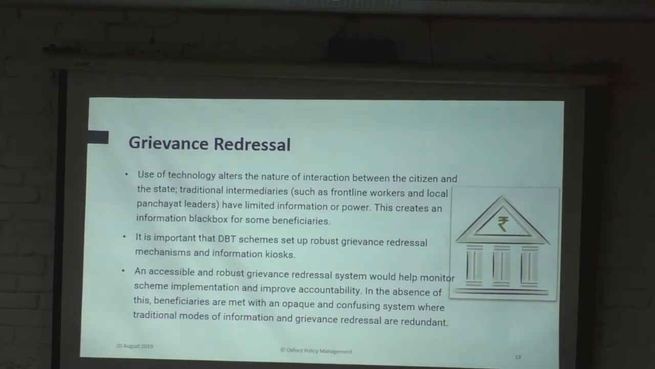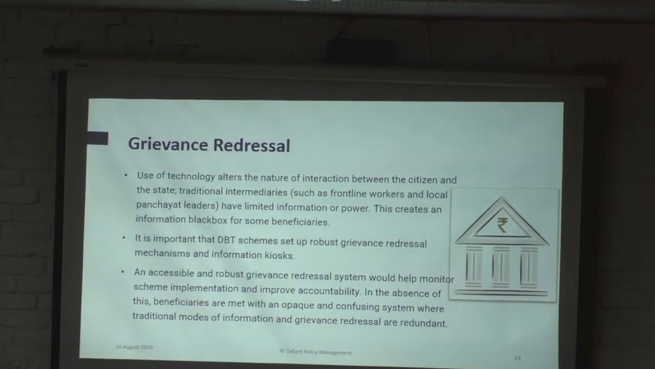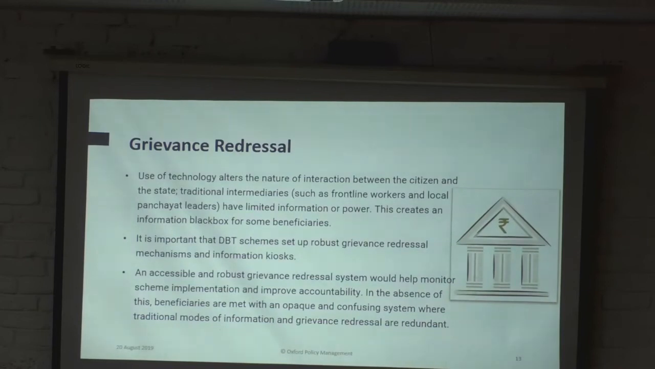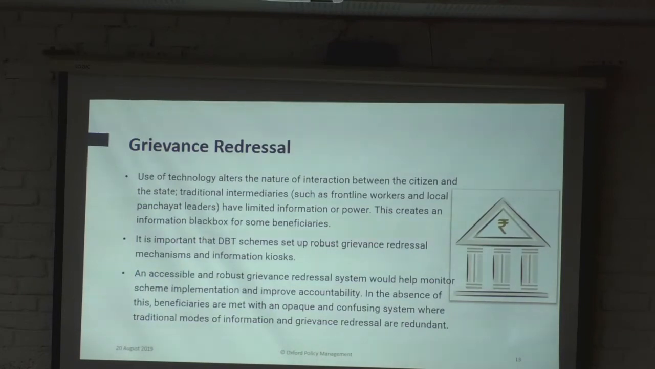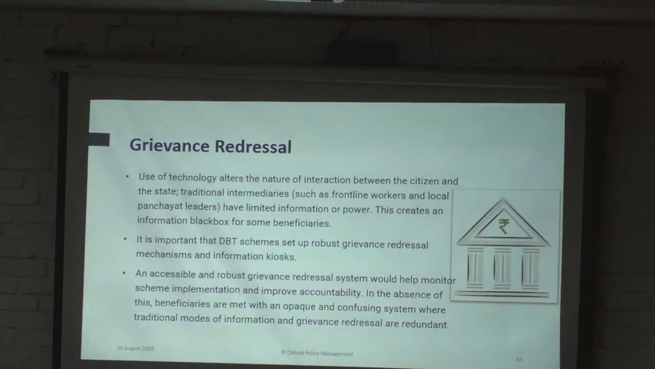And even from an implementer's perspective, again, the feedback loop is broken, right? A lot of implementers don't understand at what point the system or the process isn't working. There's limited accountability because all your elected leaders will say, actually, I have no information on this, it isn't my problem. They're correct in saying that, but there's no real accountability. So making sure that for DBTs, we have a robust grievance redressal mechanism and information kiosks is really important.